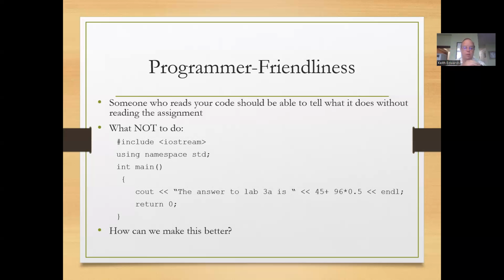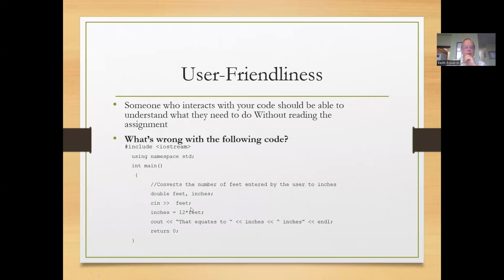What are we attempting to calculate here? Why are we calculating it? If lab 3A changed a bit, or I wanted to reuse this code for a larger lab or for a homework assignment, how could I go about doing that? This is definitely not programmer friendly. So someone who interacts with your code should be able to understand what they need to do without reading the assignment or the requirements document.